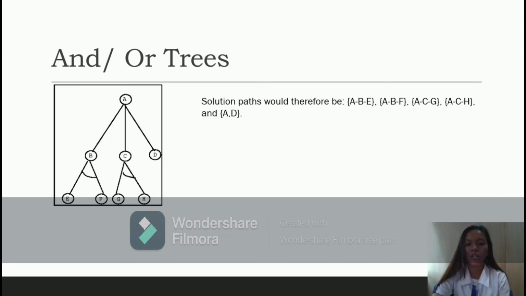In this figure, nodes B and C serve as exclusive parents to subproblems E, F, and G, H respectively. One way of viewing the tree is with nodes B, C, and D serving as individual alternative problems. Solution paths would therefore be ABE, ABF, ACG, ACH, and AD.